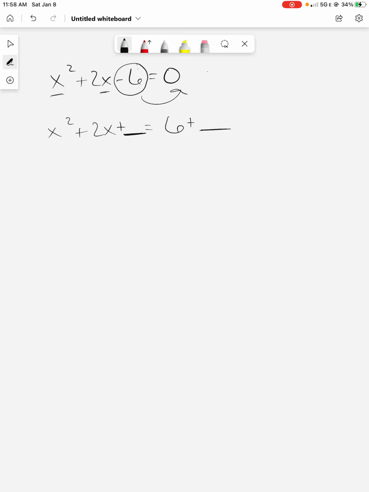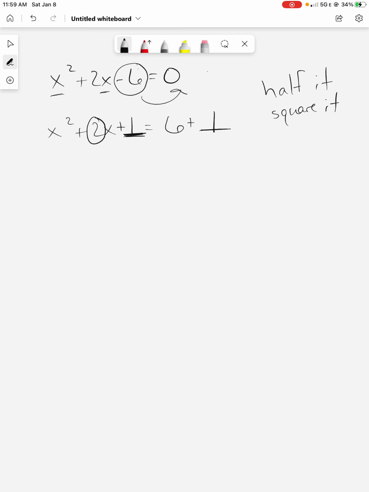Okay, the way we figure out what goes in this blank is we take this middle term, and this is the process that always works. You take half of that middle term, and then you square it. So if I take half of 2, I get 1. And then if I square it, I still get 1. So that's what I need to add on the left, and then I need to add a 1 on the right.